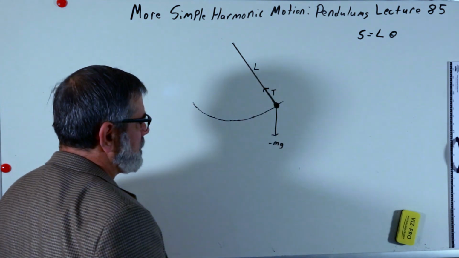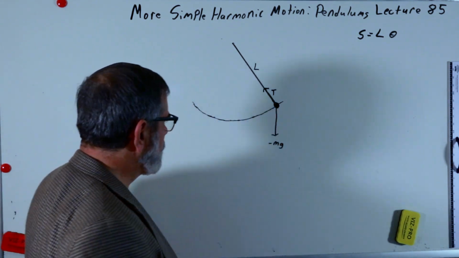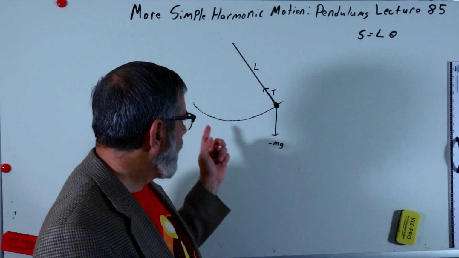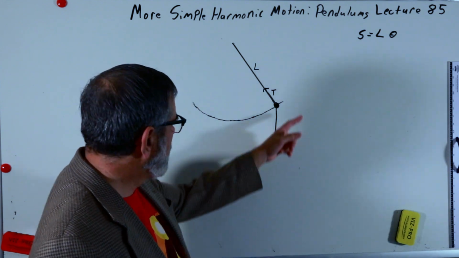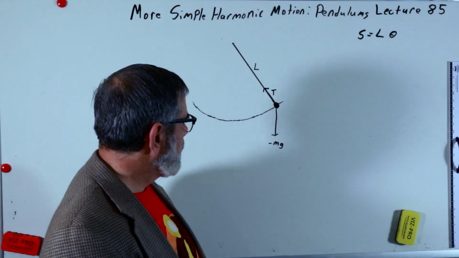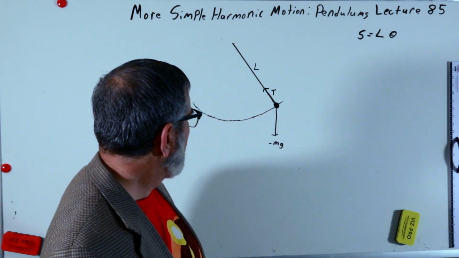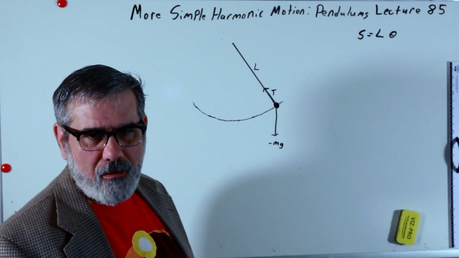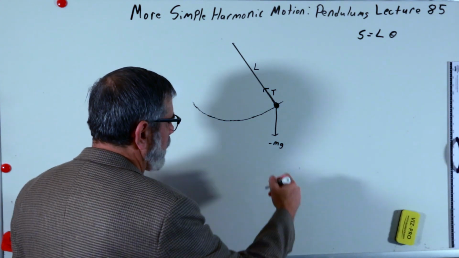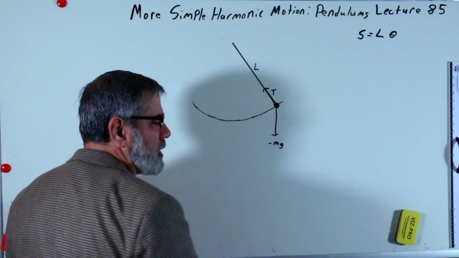T, tension. Okay? And so now what we want to do is break this down. Do you see that the distance that the pendulum is traveling is this curved path? So its x-coordinate, if you will, is really this curved path, S. Okay? So what we want to do is get the direction of the force that's in that direction.